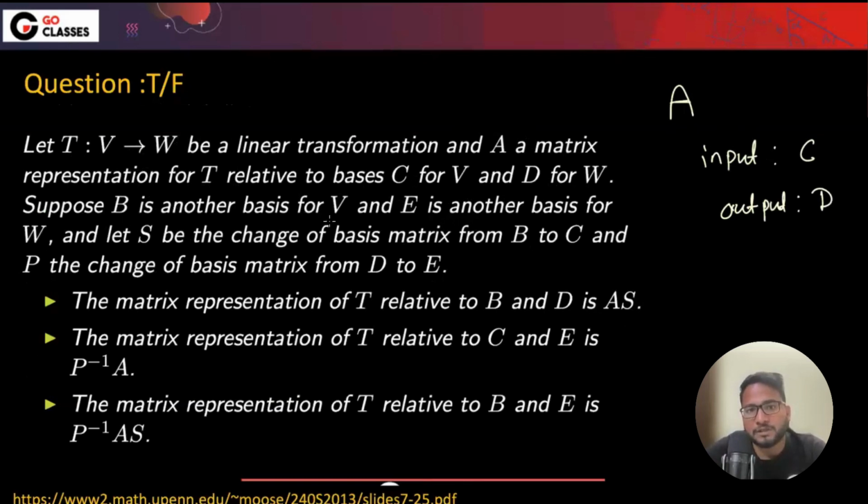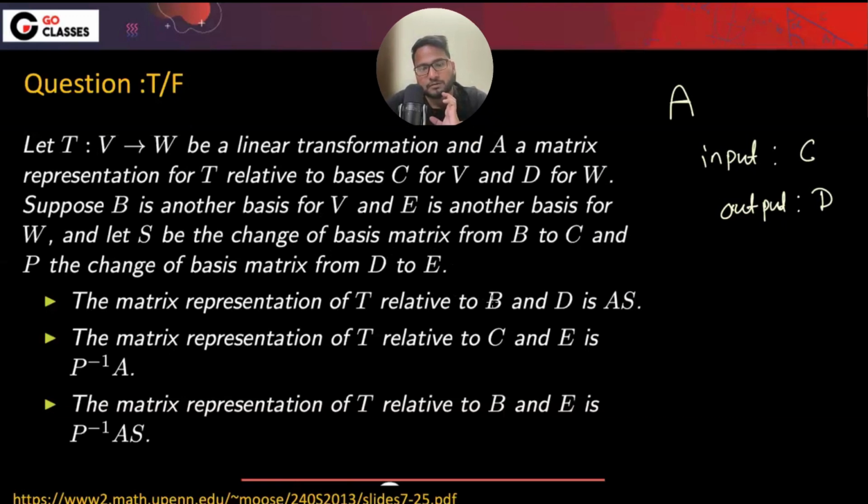Suppose B is another basis and E is also another basis, and S is the change of basis matrix from B to C, and P is the change of basis matrix from D to E. So what they're saying is that for B there is another basis, capital B, and for W there is another basis, let's suppose capital E. S is the change of basis from B to C. Okay, so here we have two bases. Maybe I can just go to the next page.